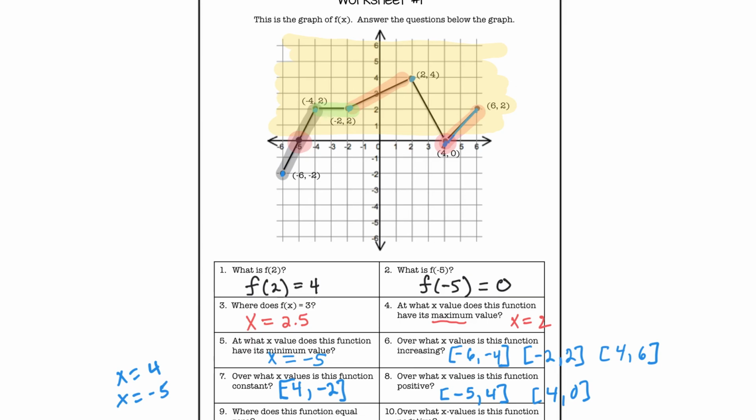Number 10, over what x values is this function negative? So I'm going to go ahead and highlight. The red part is where it's all negative, the y values are negative. So you notice the only part of this graph that falls below is right here. So we need to know that interval. So it starts at -6 and it ends at -5.